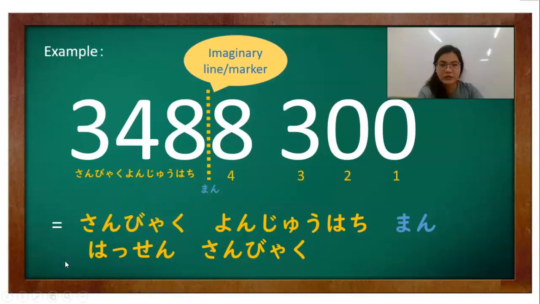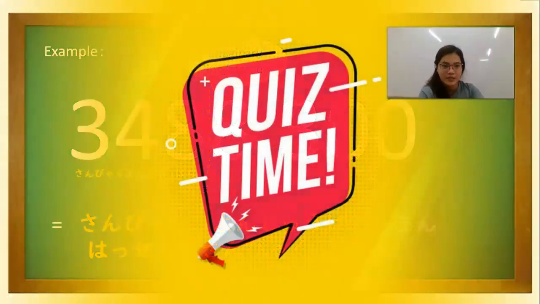Okay, again, let's read this. Sanbyaku yonjuu hachi man hassen sanbyaku. Okay, so I hope you get it now. Now let's proceed to quiz time.